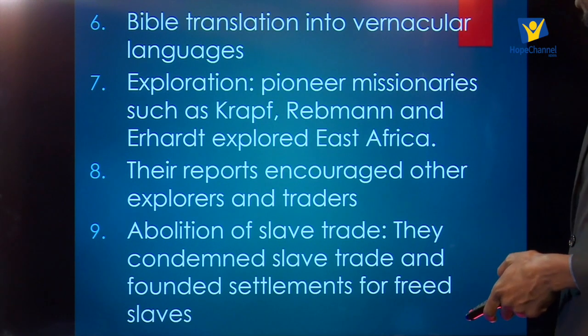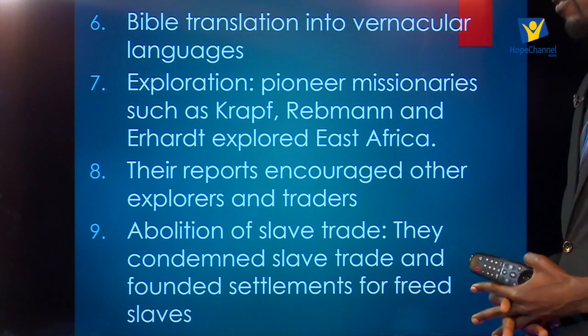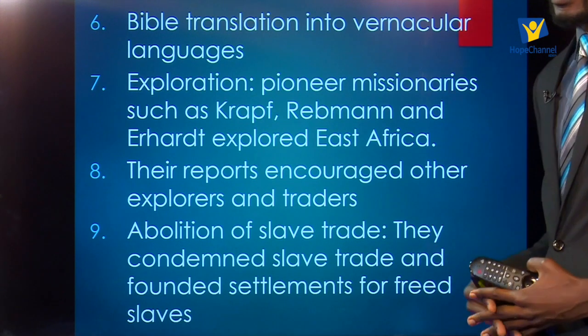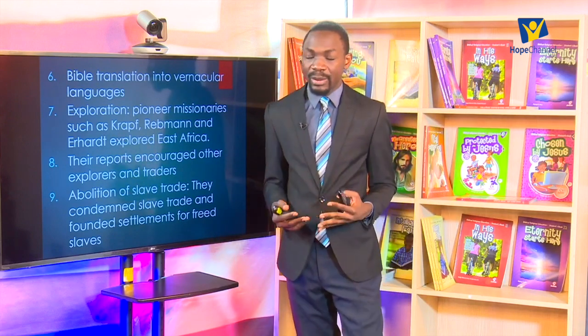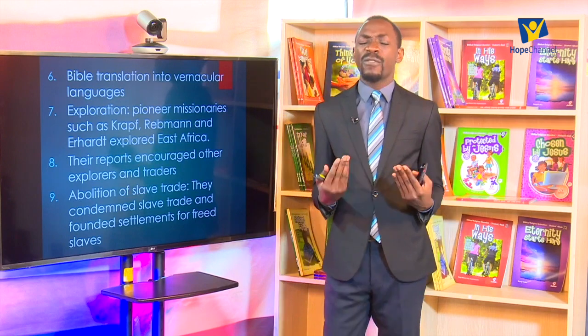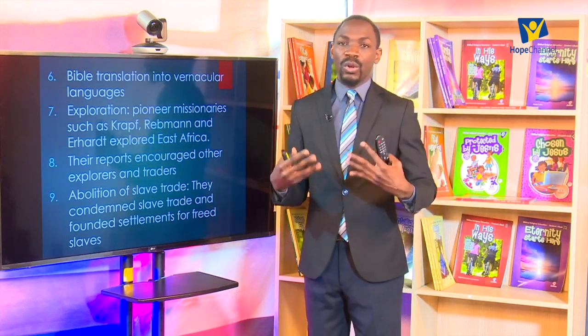precious metals and minerals. Number 9, there was the abolition of slave trade. And remember, we said that is also one of the agendas that they came with, that they condemned slave trade and founded settlements for freed slaves. We gave examples of Freetown and Bagamoyo as areas in which they established free settlements for freed slaves. Okay, and therefore that meant that the evil of slave trade had to come to an eventual end.